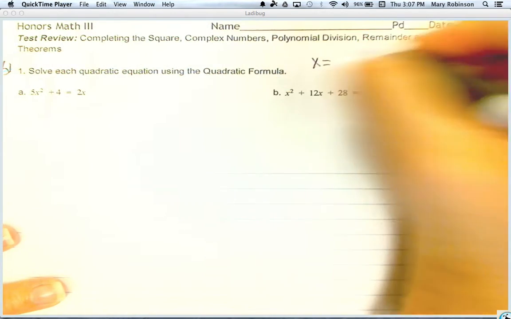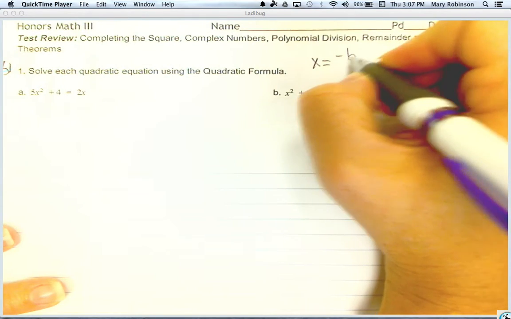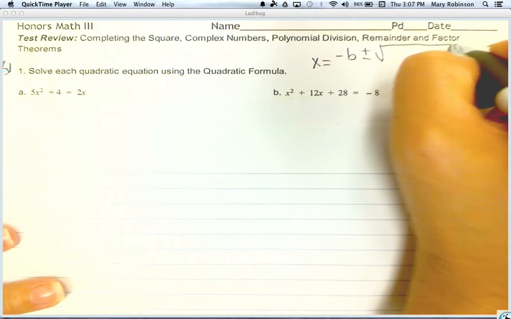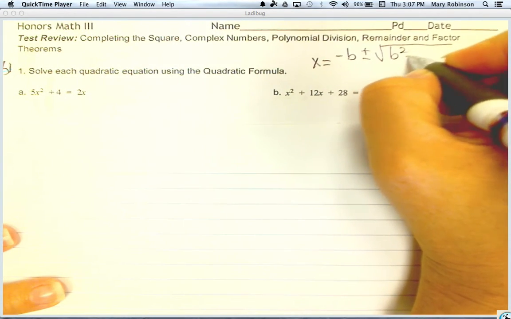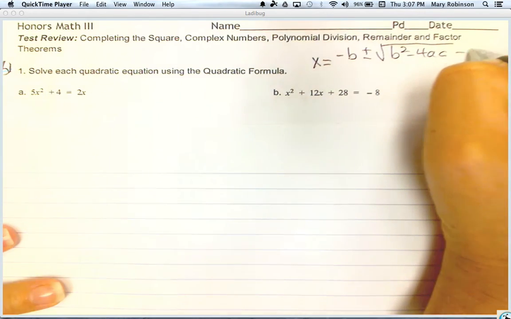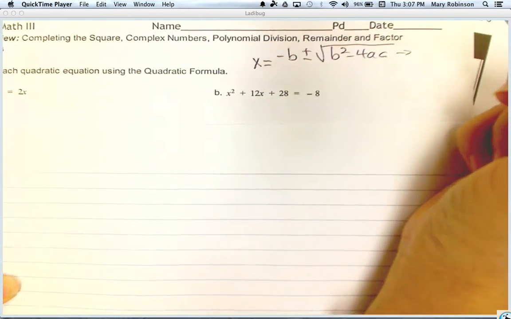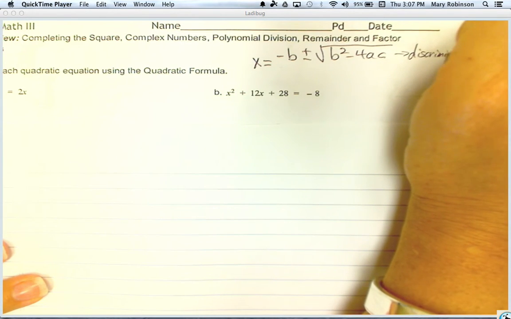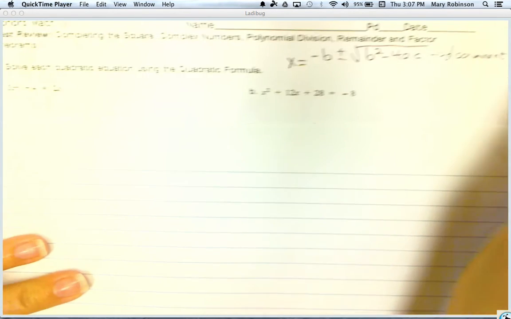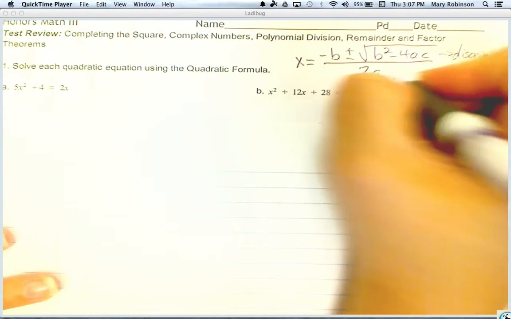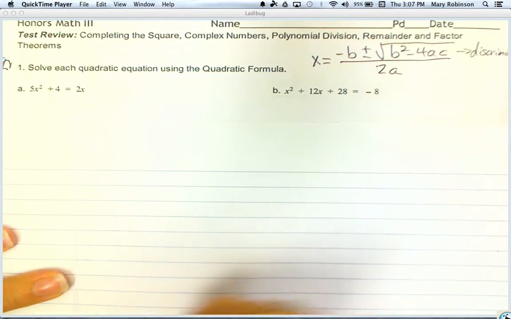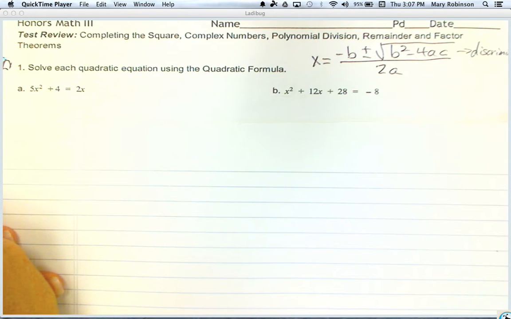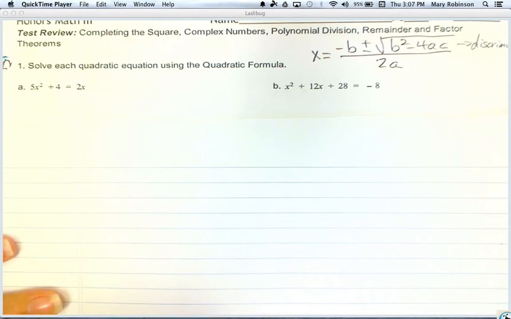So remember that it's x equals the opposite of b plus or minus the square root of b squared minus 4ac, where, by the way, this part here, the b squared minus 4ac, is called the discriminant, all over 2 times a. So you may want to refer to your homework sheet that we did with quadratic formula and the discriminant to help you with these problems.